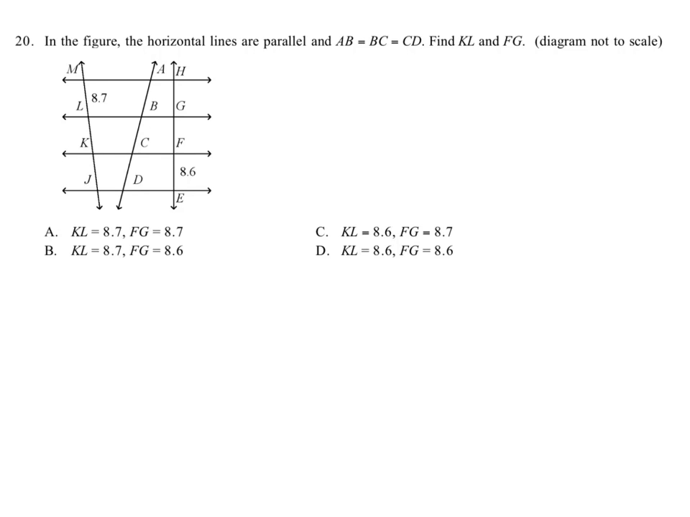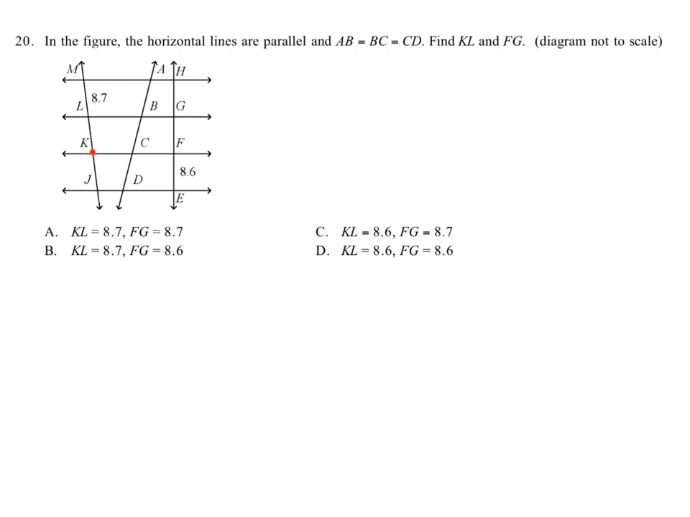So if this here is 8.6, then so is this, and so is this. If this here, ML, is 8.7, then so is this, and so is this. So what are they asking for? Find KL. Well, KL is right here, okay? And that's just a single segment there.